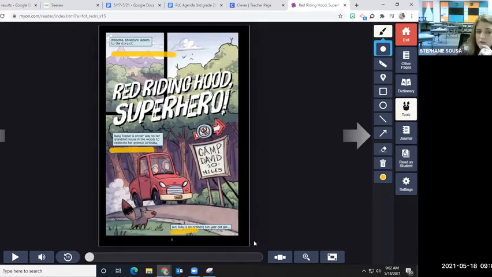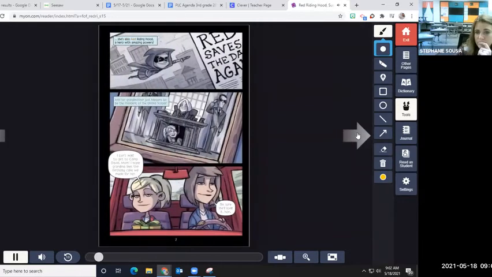We also know something's going on with Ruby. She's not an ordinary girl. She's also Red Riding Hood, a hero with amazing powers. And her grandmother just happens to be the President of the United States.